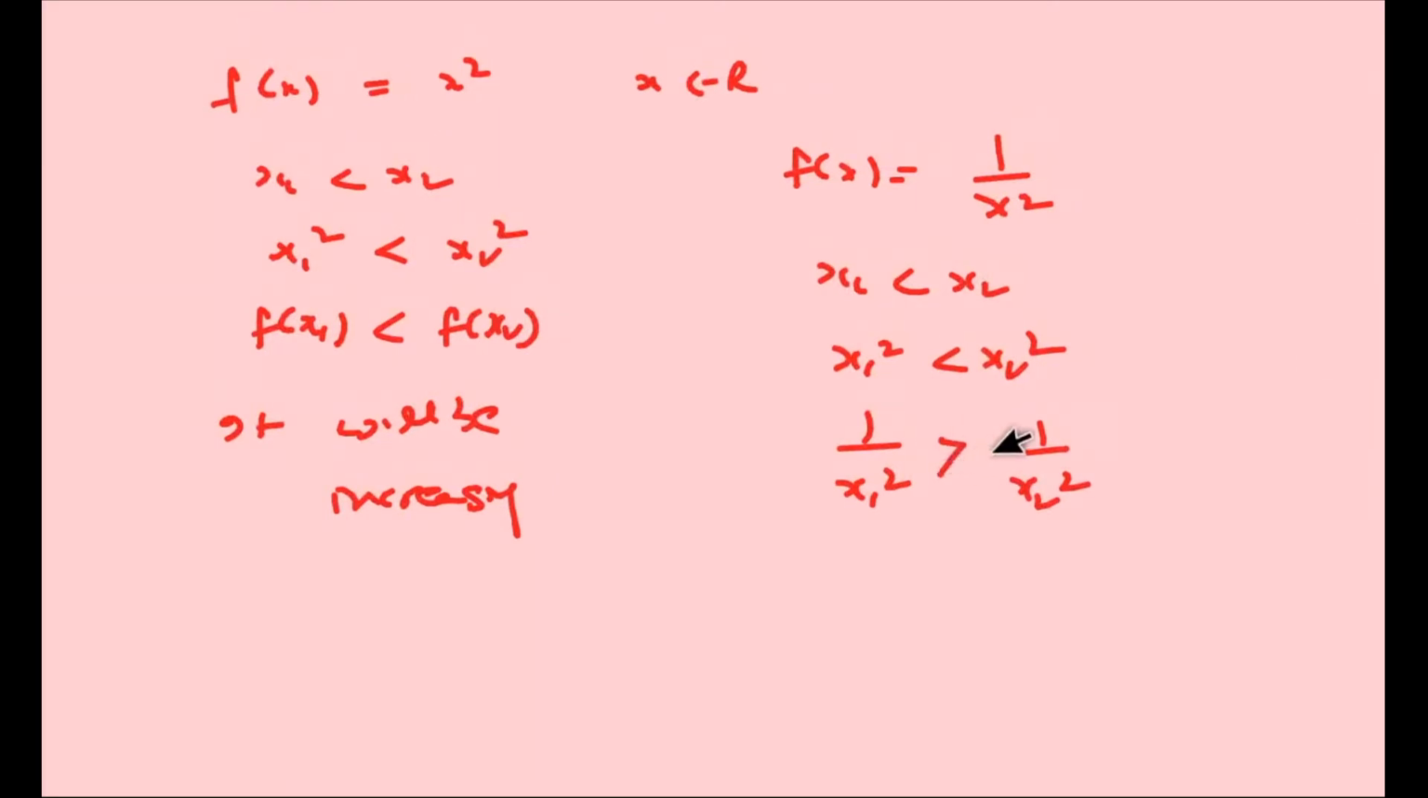Students, you understand this one, isn't it? If it is 4, then it is 1 by 4; if it is 5, then it is 1 by 5. So naturally the sign will be changed. So we can say f(x1) will be greater than f(x2), hence the function is a decreasing function. So this one is the calculation method, but sometimes this calculation method is very tough, so we will use some other method.